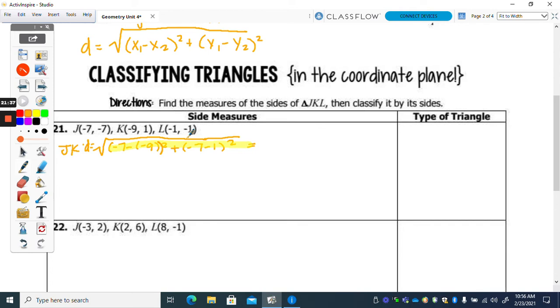So the distance from J to K is going to be the square root of something. The square root of what? 68. Now we can't know if that's a certain triangle or not, can we? We just know what the distance of that one side is. So now we're going to look at the distance from K to L.